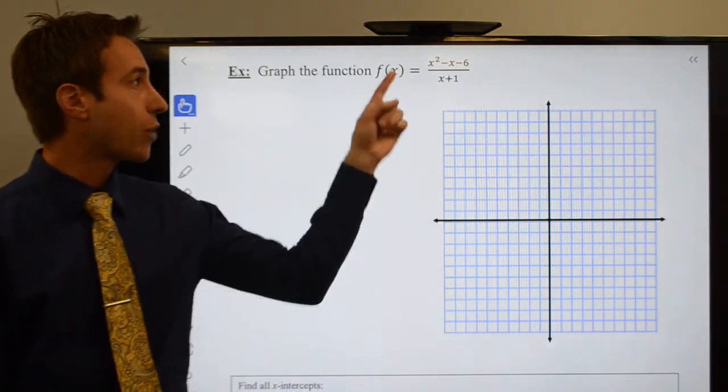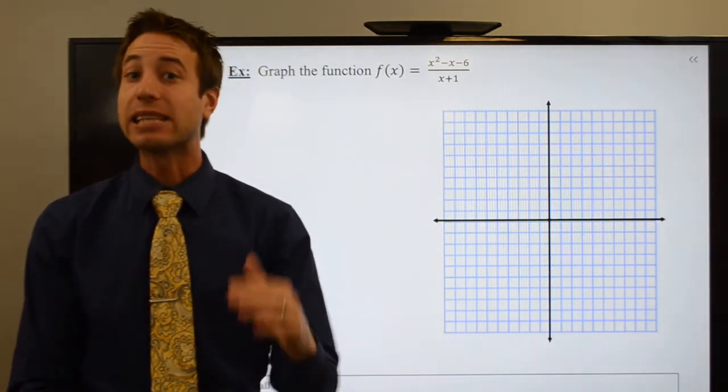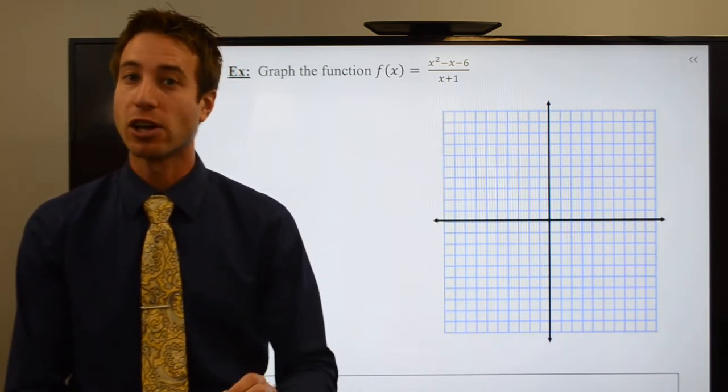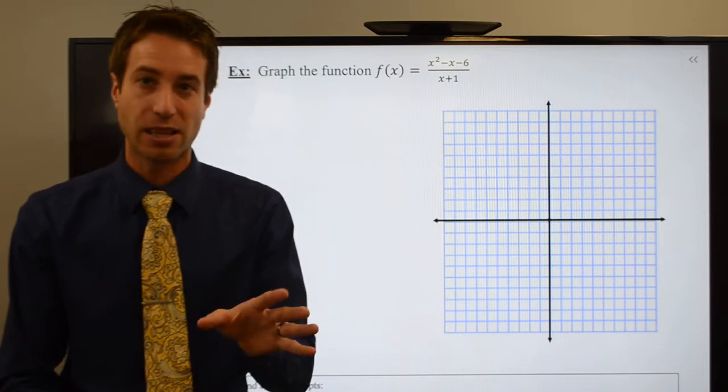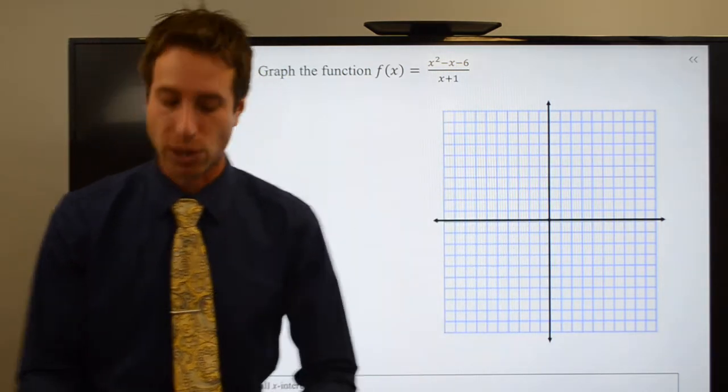Again, what we're doing is graphing rational functions, and really right now we're just getting some practice finding x-intercepts, vertical asymptotes, horizontal asymptotes, and putting those pieces of the puzzle together on our coordinate plane. So let's go ahead and jump right into this.